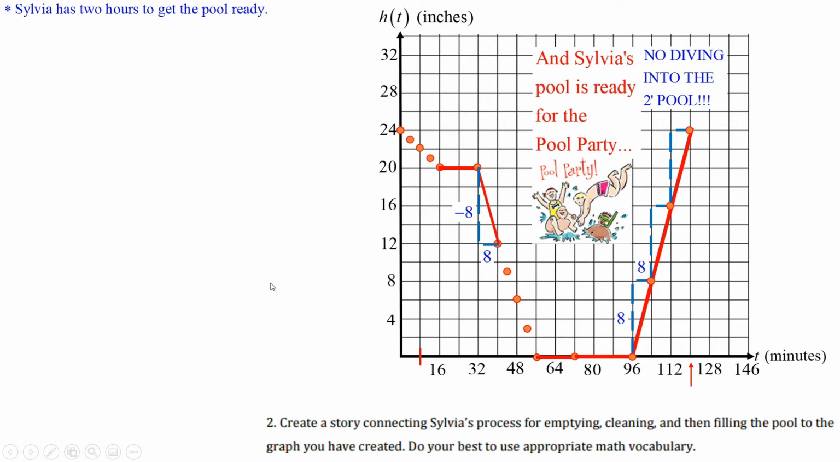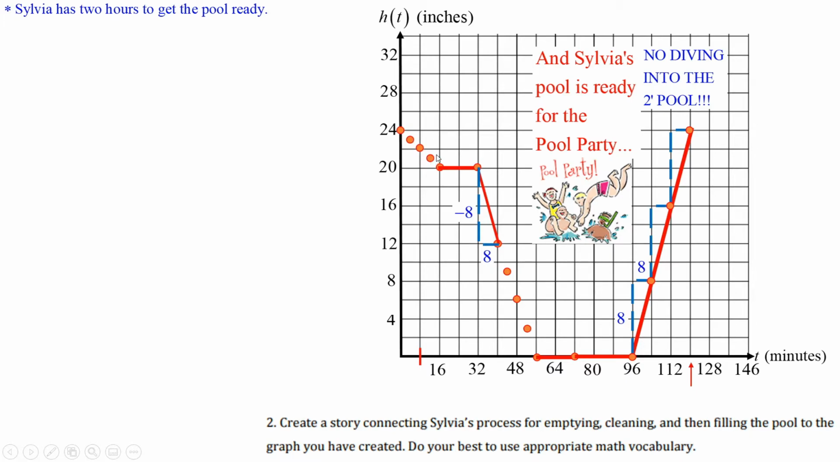All right, so number 2, create a story connecting Sylvia's process for emptying, cleaning, and then filling the pool to the graph you have created. Do your best to use appropriate math vocabulary. Well, really to create our graph, we had to create a story.